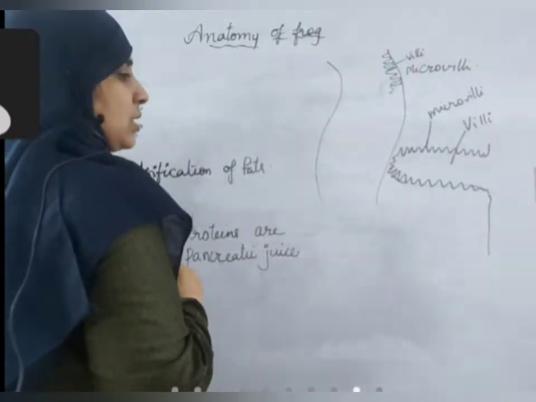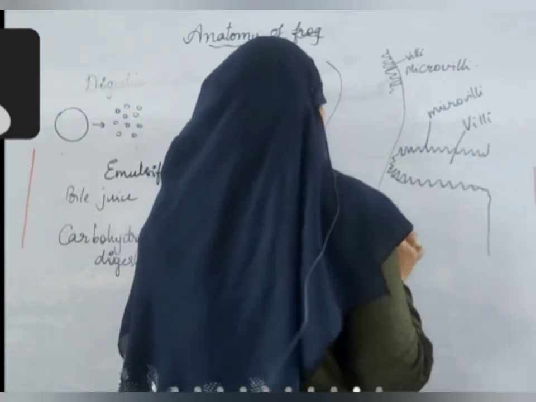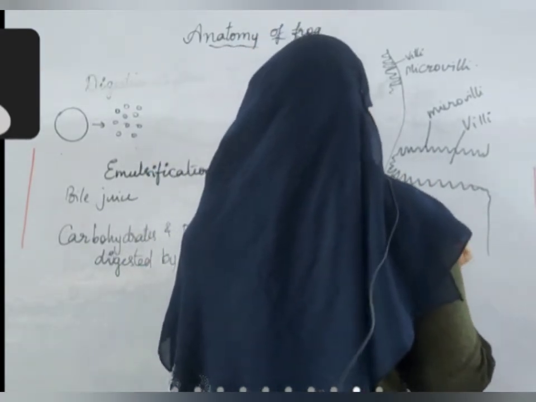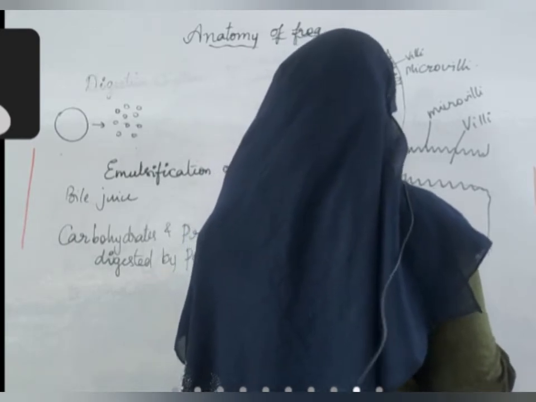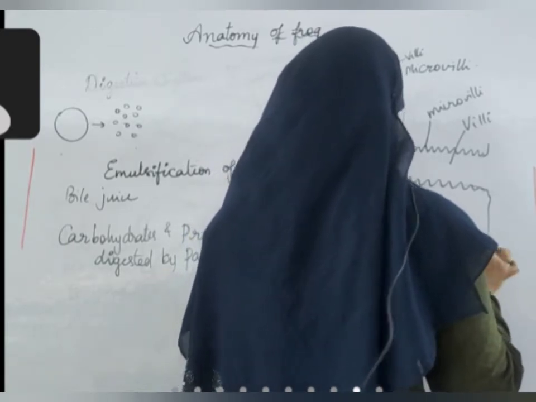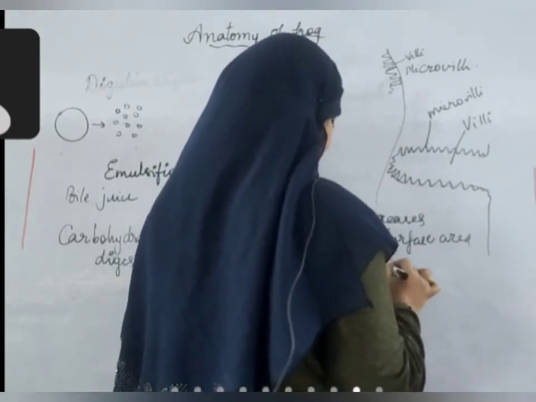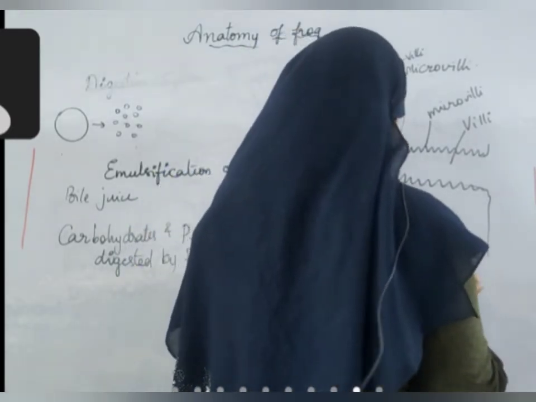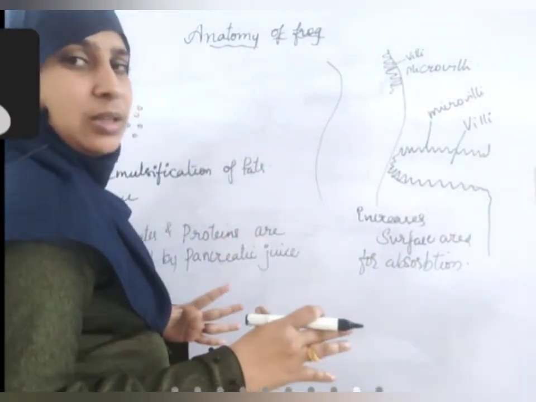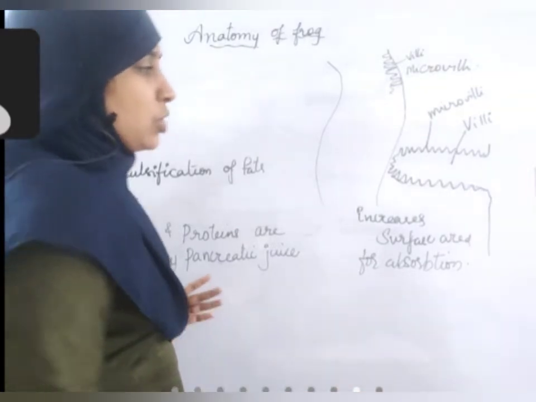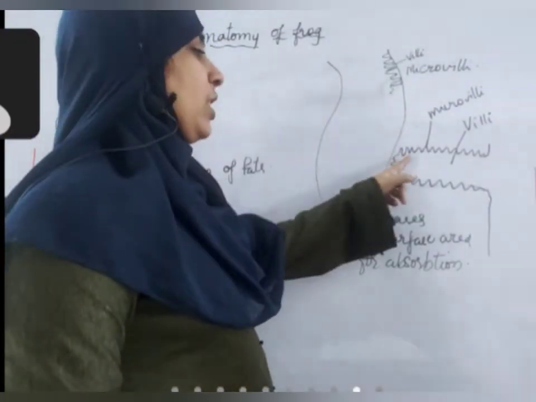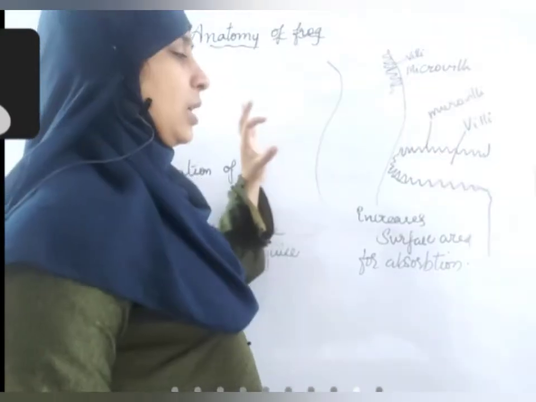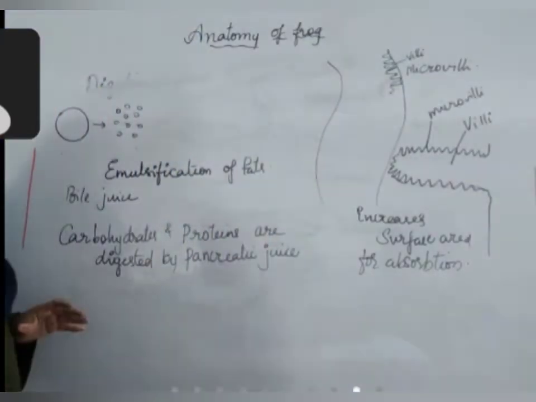Singular villus, plural villi. What is the use? It increases surface area for absorption. Your mother is folding the clothes and keeping them in a rack. What happens if she just crumples and keeps them inside? It occupies more space. This is also folding, so that more of the inner layer is present in less area.